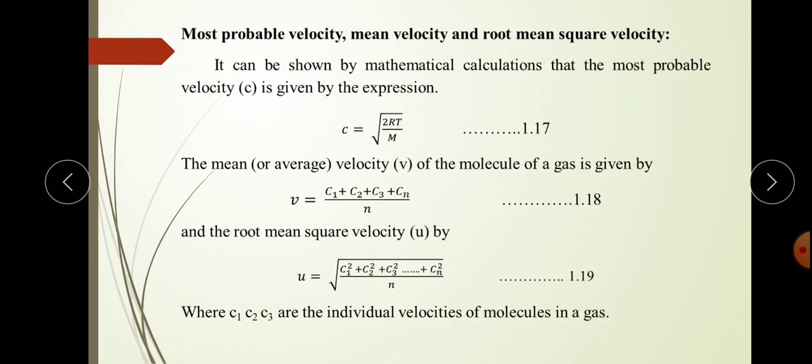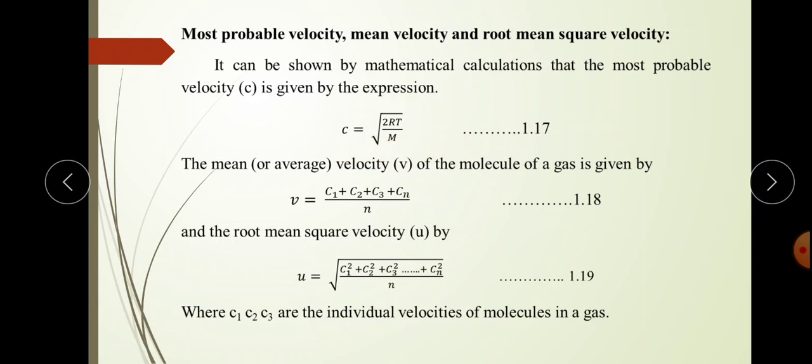Now the most probable velocity, mean velocity and root mean square velocity. The first point: it can be shown by mathematical calculations that the most probable velocity c is given by the expression c is equal to under root 2RT upon M. R is the gas constant, T is the absolute temperature, capital M is the molar mass, and c is the most probable velocity. Most probable velocity means the velocity possessed by the maximum number of molecules.